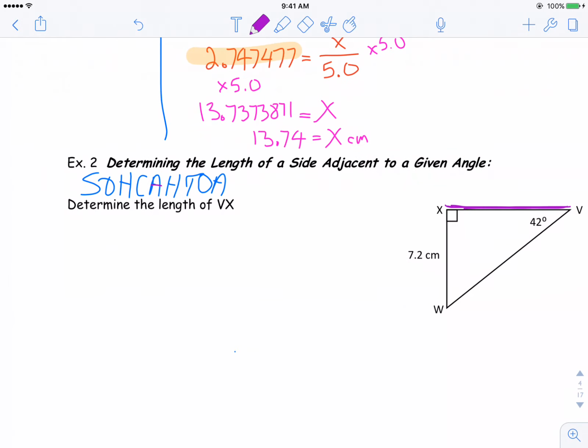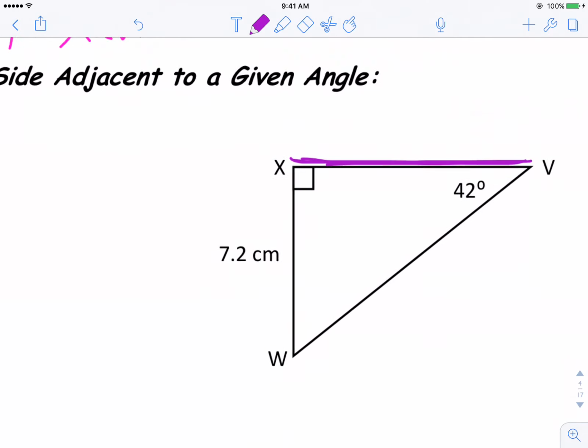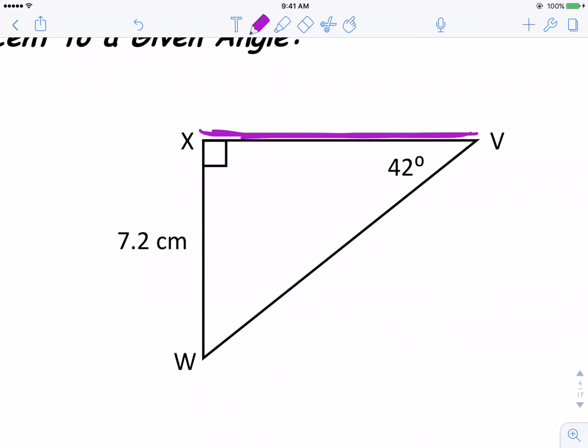So once I have my acronym written down, I go to my triangle, and again, remember that everything is based on what angle we're talking about in the triangle. So I first need to label my triangle with adjacent, hypotenuse, and opposite. I can very quickly label this side over here being my hypotenuse. It's the longest side of the right triangle. It's also opposite to the 90-degree angle.